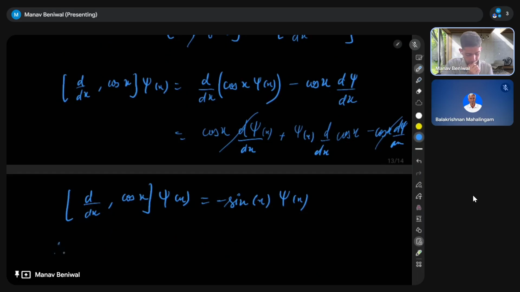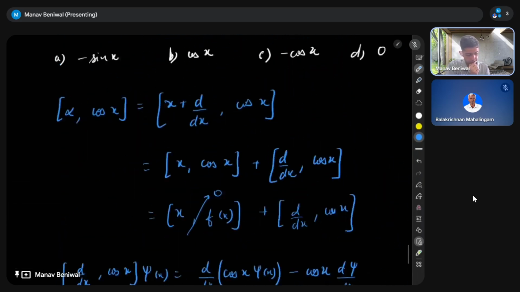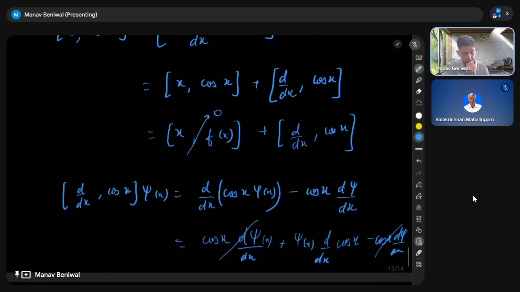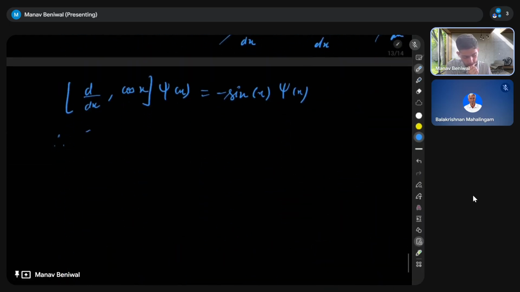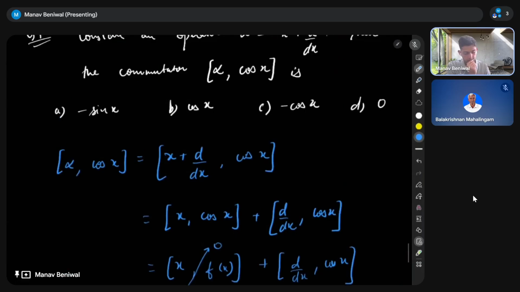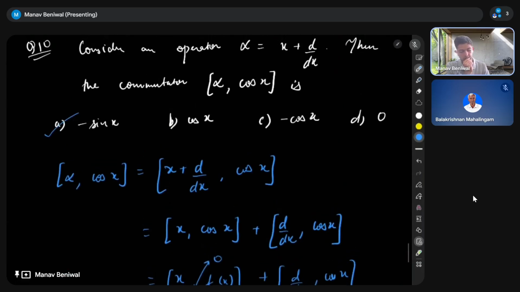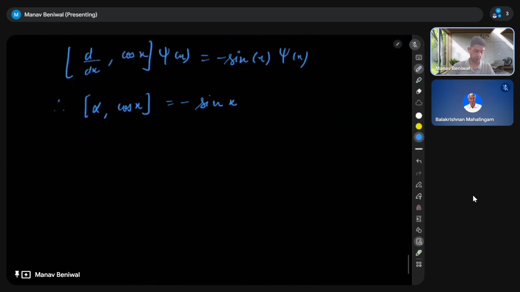Therefore, this commutator is nothing but the commutator alpha cos x, so alpha cos x is nothing but minus sin x, which means option A.